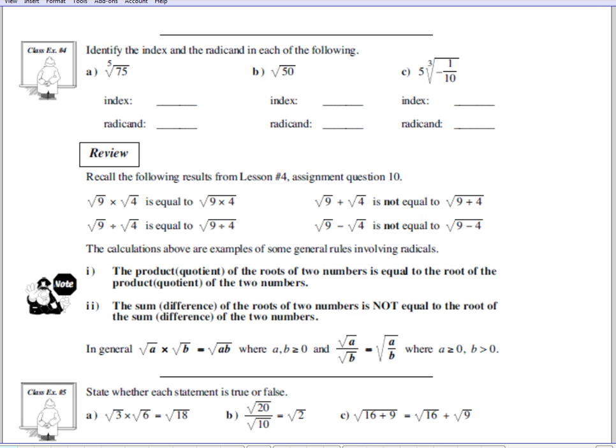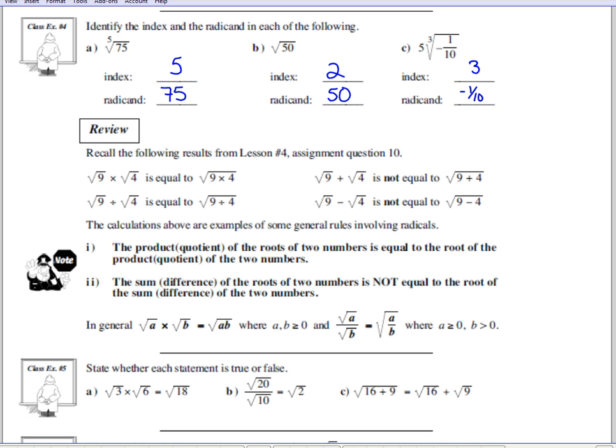And here we go. So what's our index in the first one? 5. What's the radicand? 75. What's the index of B? If you don't see it, it's a little 2, square root. Okay, the radicand would be 50. Okay. Next one, the index, 3. The radicand, -1/10. Everything that's underneath that symbol is the radicand. Okay.